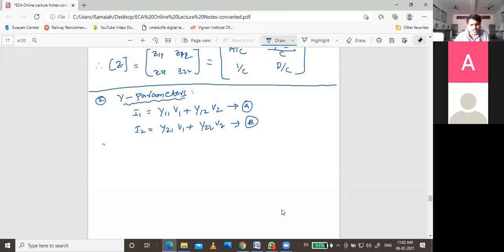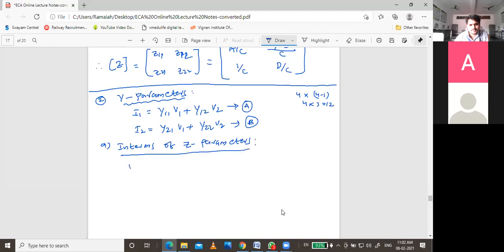Now, first I want to represent these Y parameters in terms of Z parameters. So how many combinations do we get in total? We have 4 parameters, so 4 into (4 minus 1), which is 3. So 4 into 3 is equal to 12. We have to do 12 derivations. First, we represent the Y parameters in terms of Z parameters.